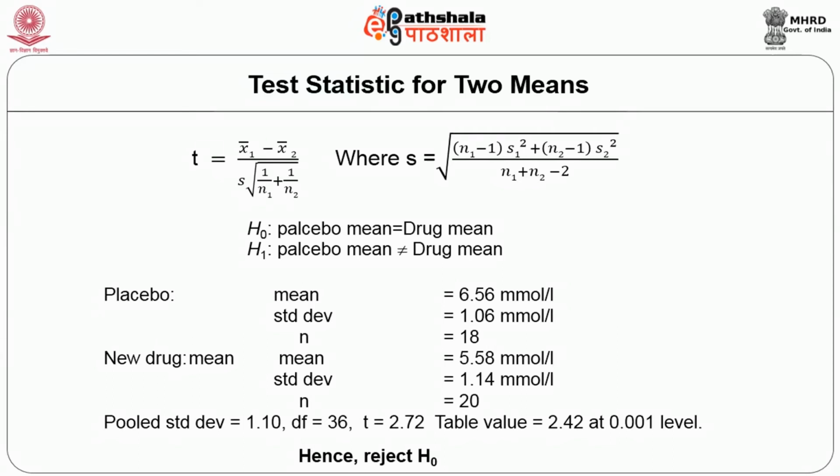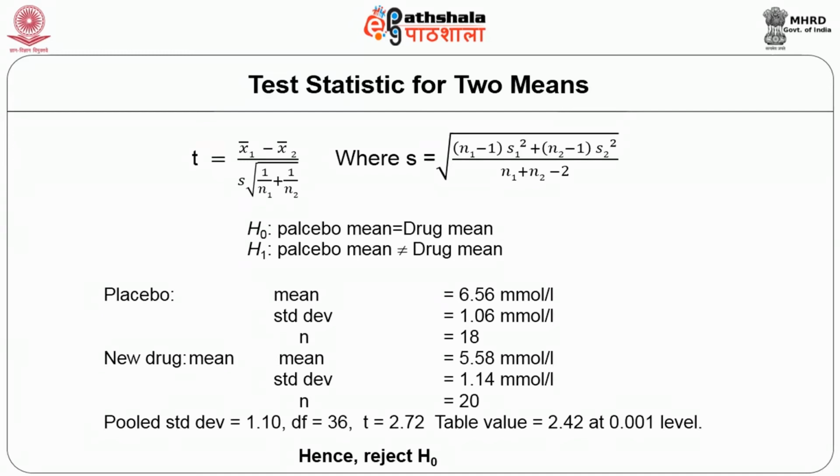It is clearly showing that in the drug group the cholesterol level has been reduced by almost 1 millimolar per liter. Now we want to prove whether this 1 millimolar is statistically significant or not using the formula. Substituting these values in the formula given in the slide, the t value is 2.72 and the corresponding table value is 2.42, which is less than the observed value.